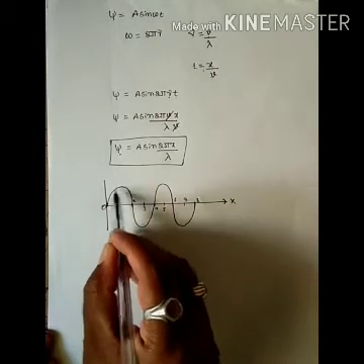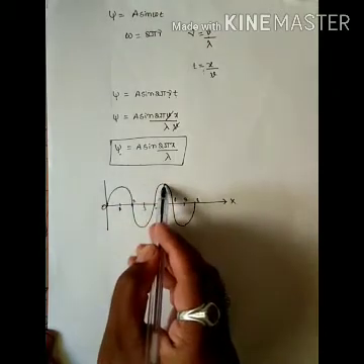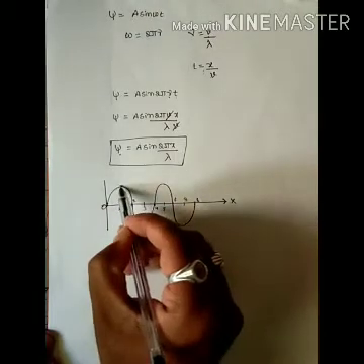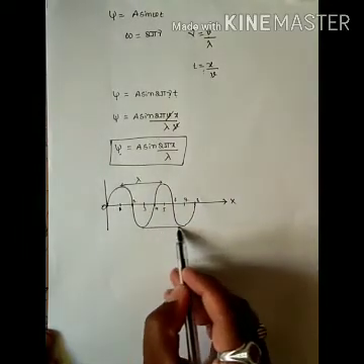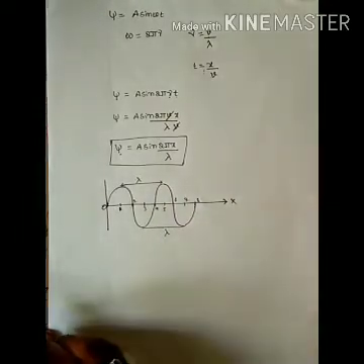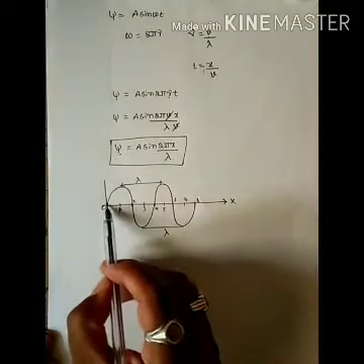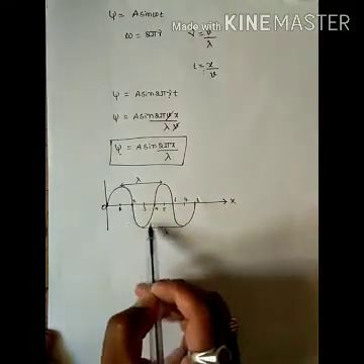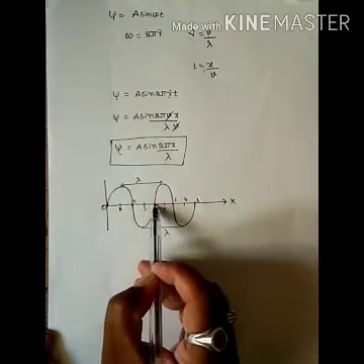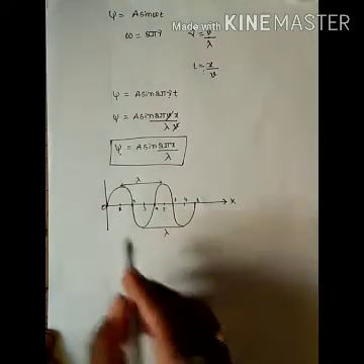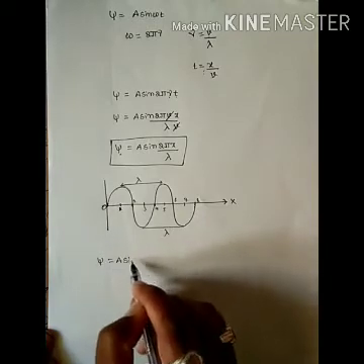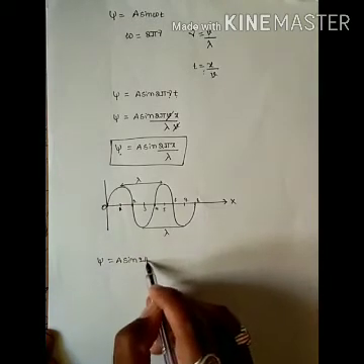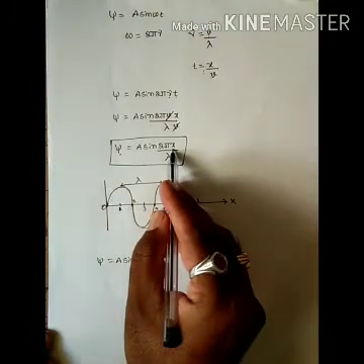And as we told, the distance between this and this position gives the value of wavelength. Similarly, the distance between these two troughs also gives the value of wavelength, and this portion is the wavelength. So now we shall see xi is equal to a sine 2 pi x by lambda, where x is nothing but position.